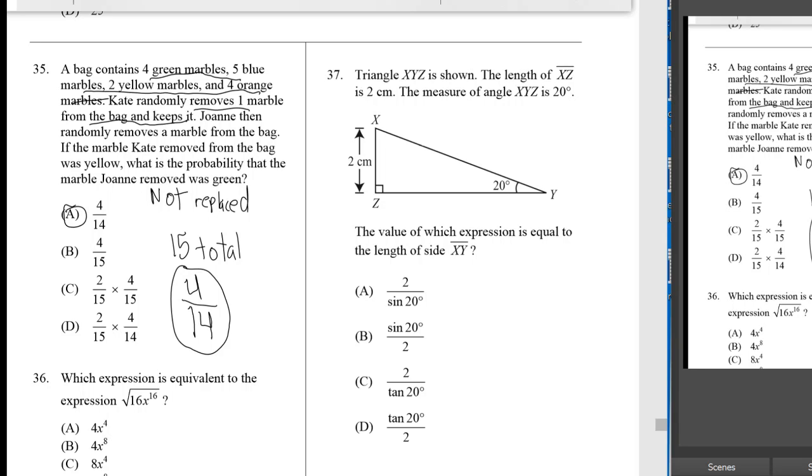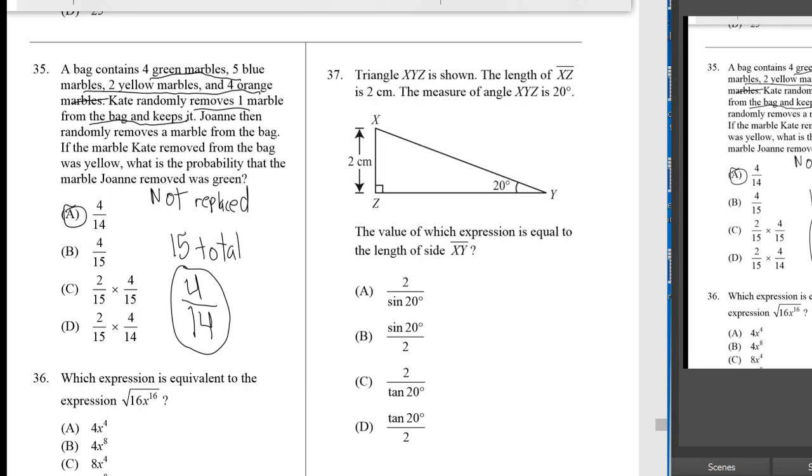Number 36. Well, just back to 35 for a second. If they had asked me the probability of getting a yellow and then green without replacement, it would have been D, because they asked this and then this. The reason it's A is because it's not asking for 2 things in a row. It's asking just about the second part, not the first part. They're not asking about yellow then green.